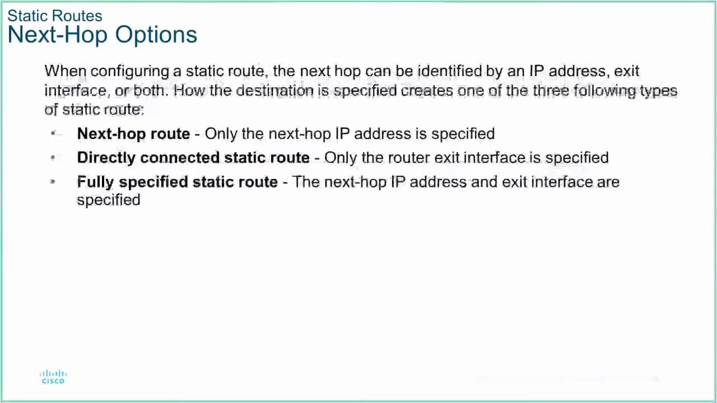Now, this is done via the IP address of generally the closest interface of that router. The other way we can do it is to give it the exit interface that we need to send it out. Then the fully qualified, if you like, is where we not only give it the next hop address, but the exit interface that it has to be sent out of.